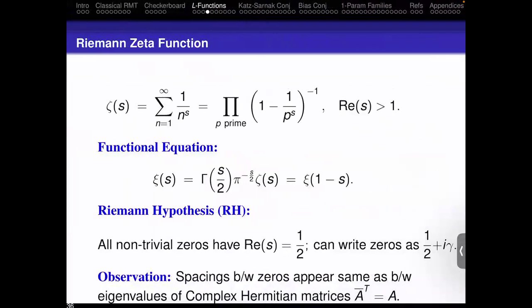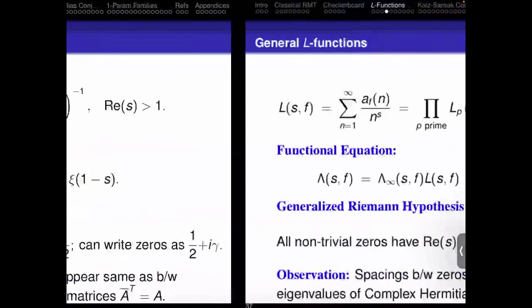All right. So it turns out that the Riemann zeta function satisfies a functional equation. So if you know its value at s, you know its value at 1 minus s. It is conjectured that all the non-trivial zeros have real part 1/2. So we can write the zeros as 1/2 plus i gamma.